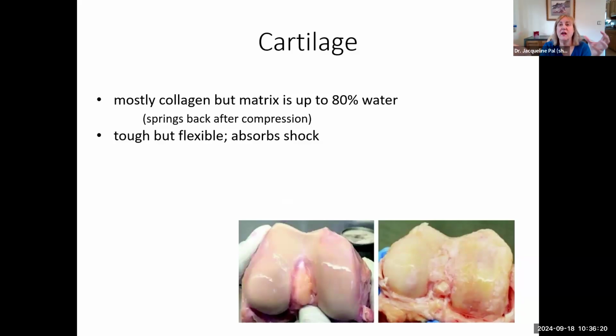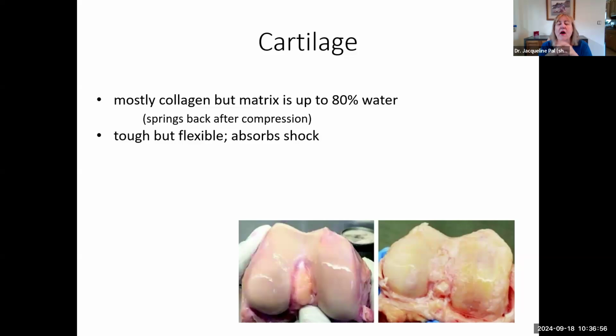So cartilage is found on the ends of our long bones where we have a joint. And cartilage is mostly collagen. However, the matrix is up to 80% water. What that does is, during the day when we are upright, it can compress, but at night when we're lying down, it will spring back. So yes, you do get shorter as the day goes on, and then you're taller first thing in the morning. It also means, because of the collagen, it has strength.